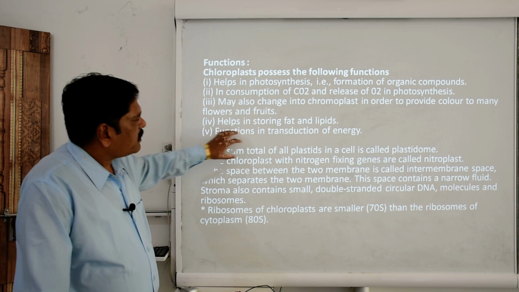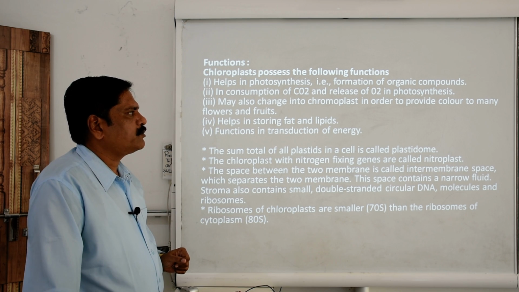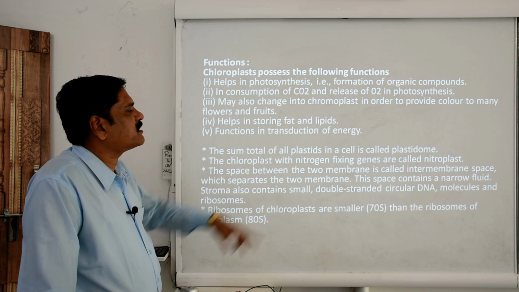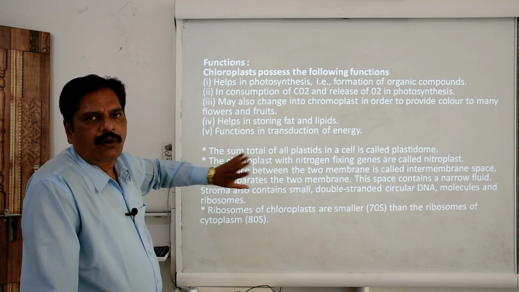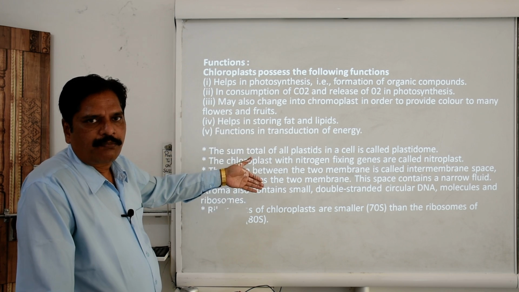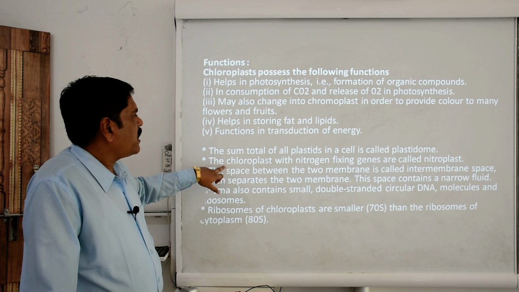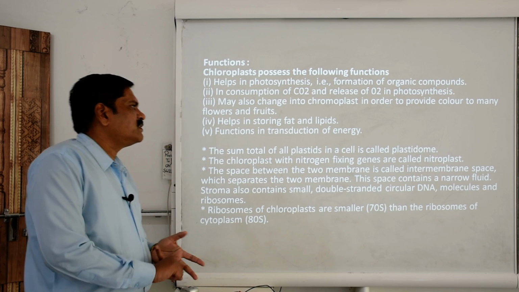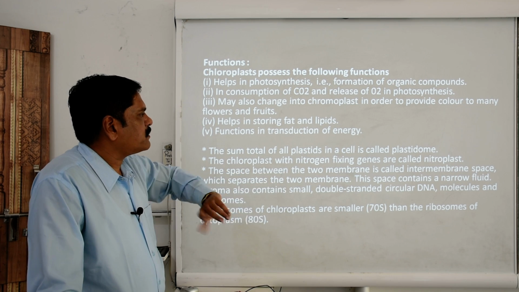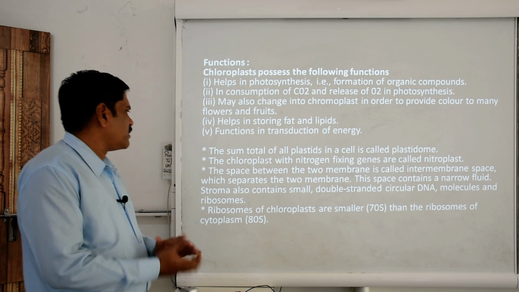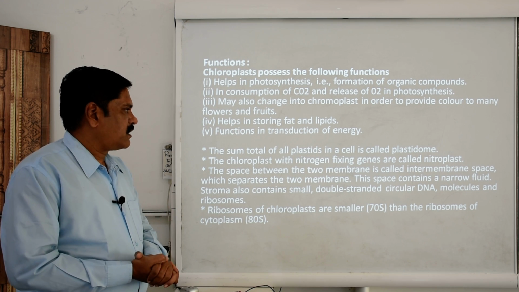Clear? The sum total of all plastids in a cell is called the plastidome. Remember this one thing, this term plastidome is the total sum of the plastids, whether it is leucoplast, chromoplast or chloroplast. And the chloroplast with nitrogen fixing genes is called the nitroplast, right? And the space between the two membranes is called the intramembranous space, which is basically specialized for different purposes.